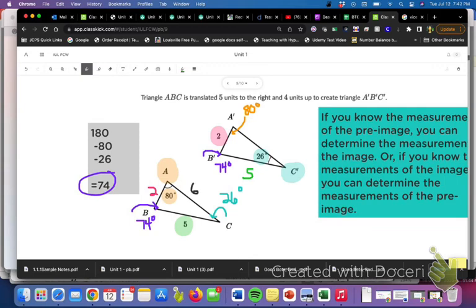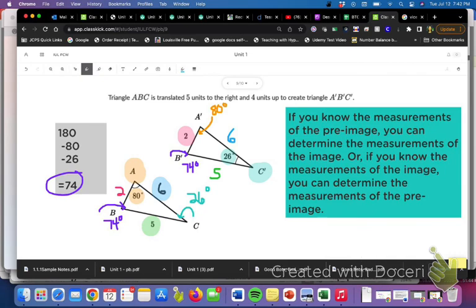And then finally, let's say that they told us that in our pre-image, AC has a length of 6. That means that in the image, AC prime is also going to be 6. So as long as you know the measurements of either the pre-image or the image, you can find the measurements of the other figure.